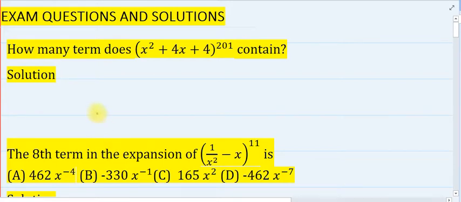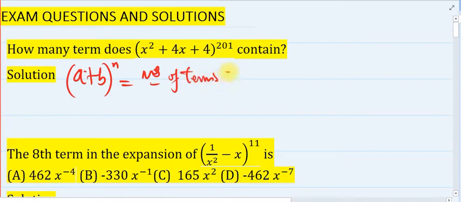How many terms does (x squared plus 4x plus 4) raised to the power 2001 contain? How many terms? So it's very simple. If you could remember, for any binomial form, the number of terms is always n plus 1.